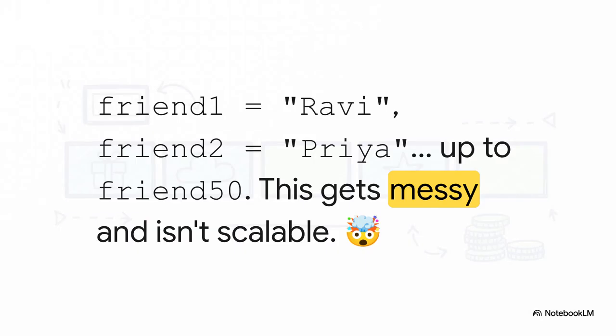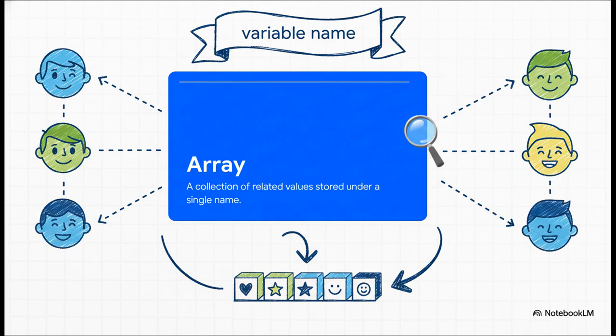Okay, so if you're like me, your first idea is probably just make 50 variables, right? Like friend1 equals Ravi, friend2 equals Priya, and so on, all the way to friend50. But you can already see the problem. It's just messy. It's a pain to manage, and what if you get a 51st friend? It's just not a good way to do things. And this is precisely where arrays come in to save the day. They're such a clean, elegant solution.